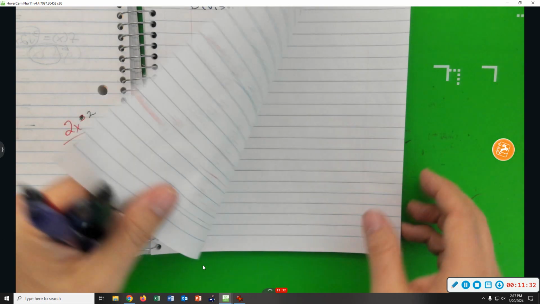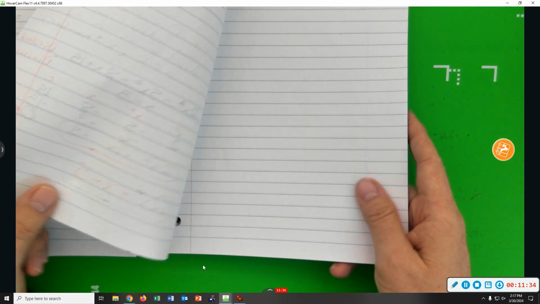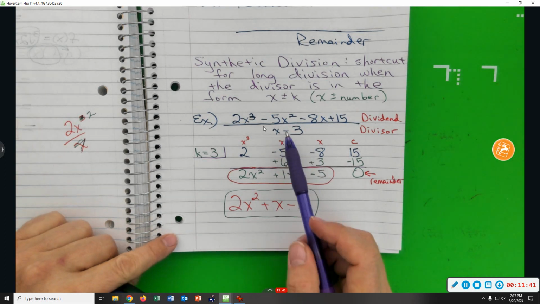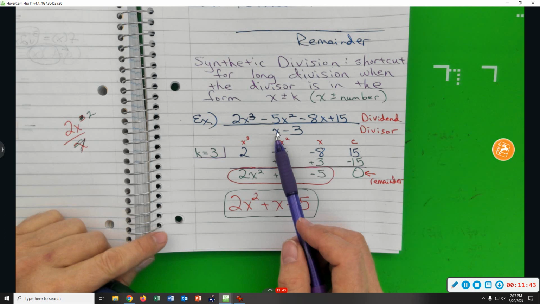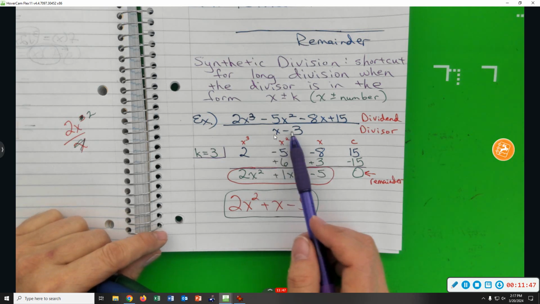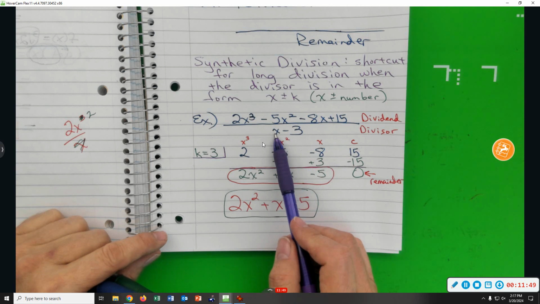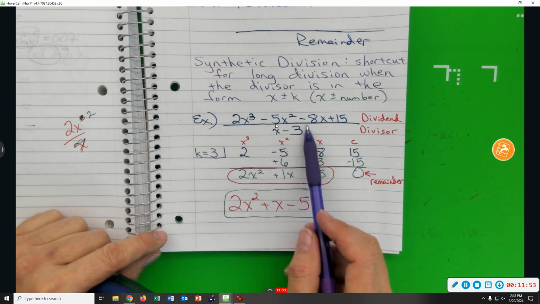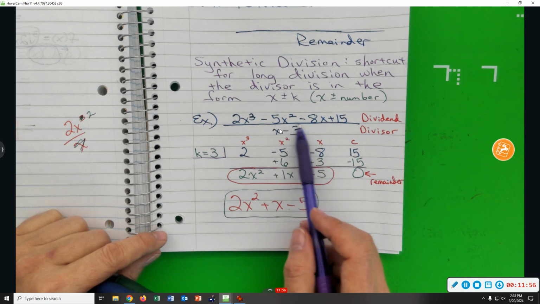Figure out what k is. And remember, k is the number that makes the divisor 0. Now, let's be more specific, though. In order to use synthetic division, the divisor just has to have a variable. It can't be a 7x minus 3, just an x. So when you look at this number, I'm seeing a minus 3.